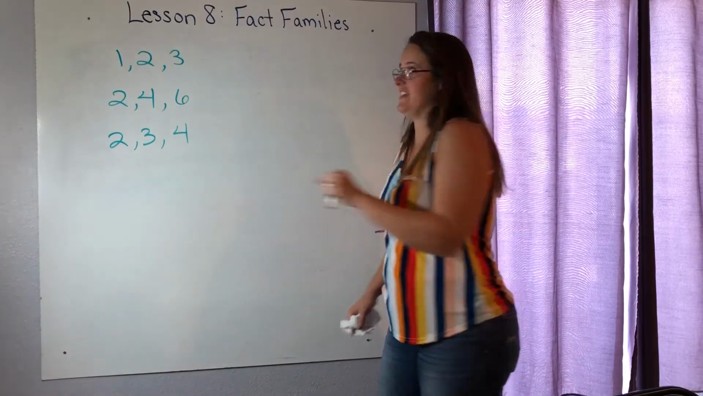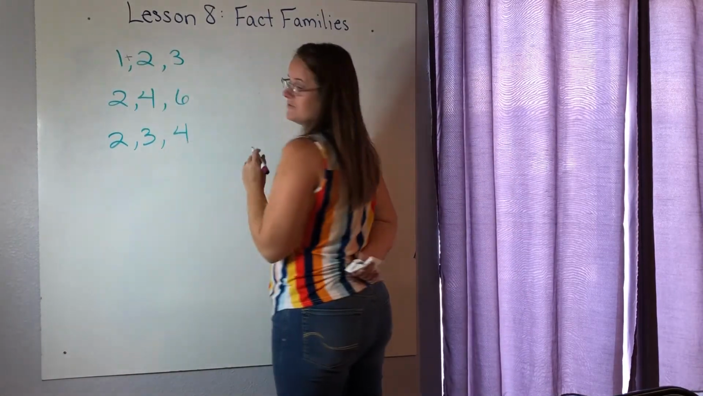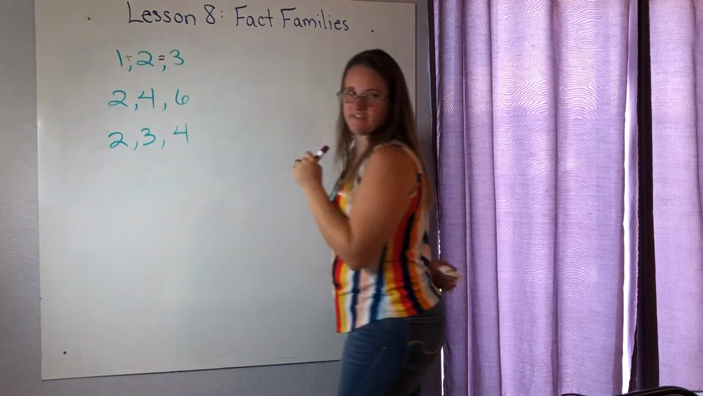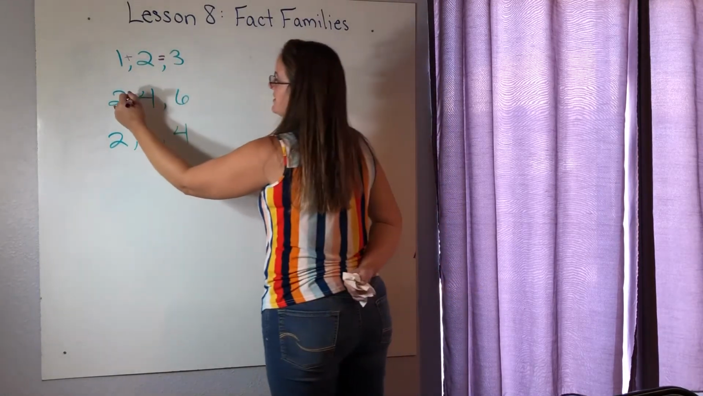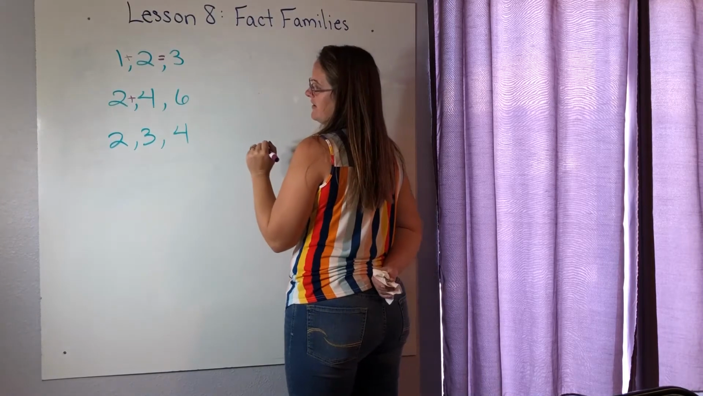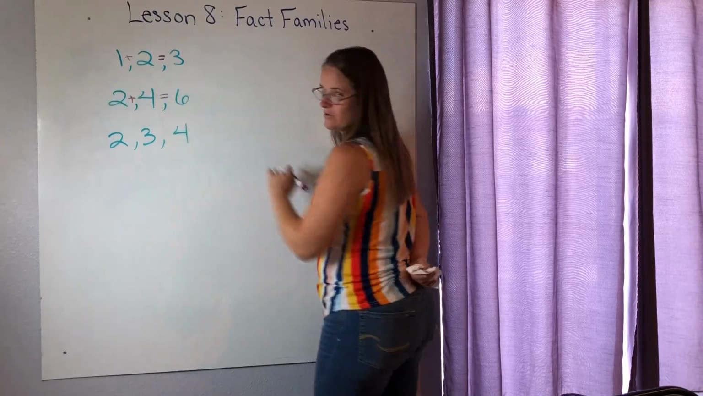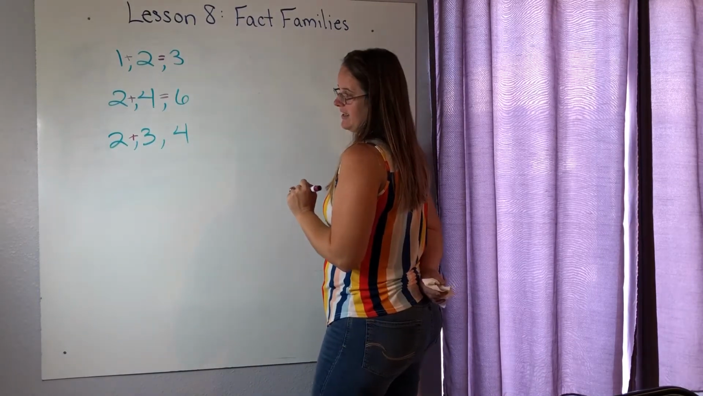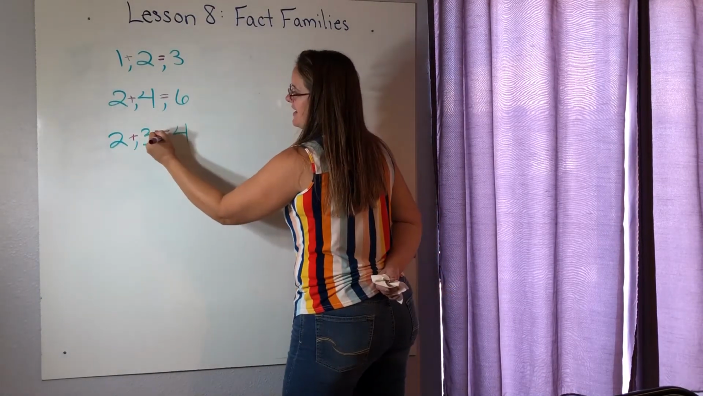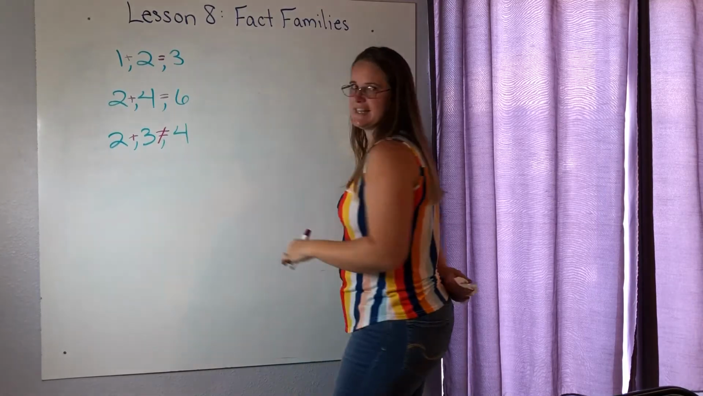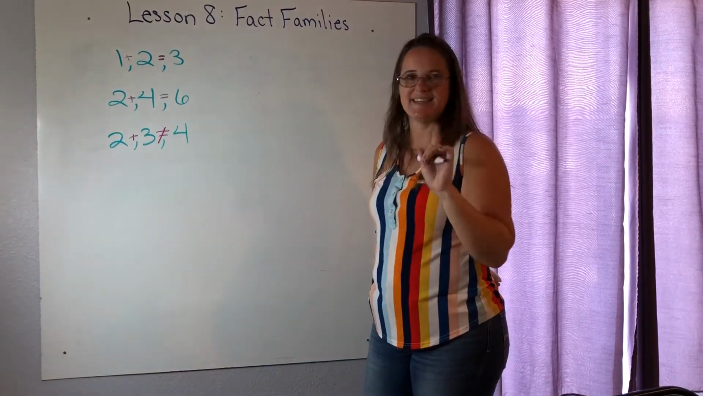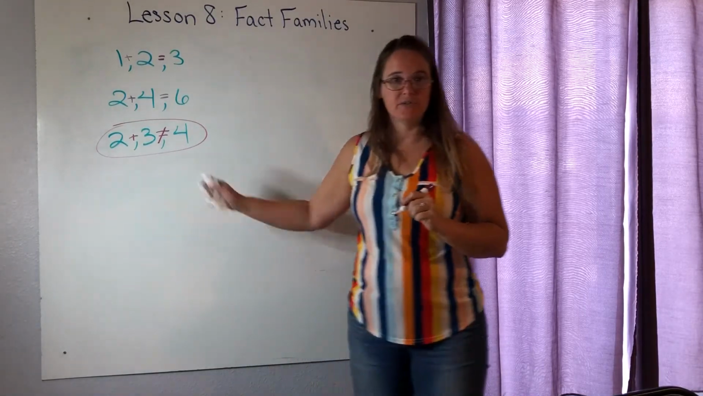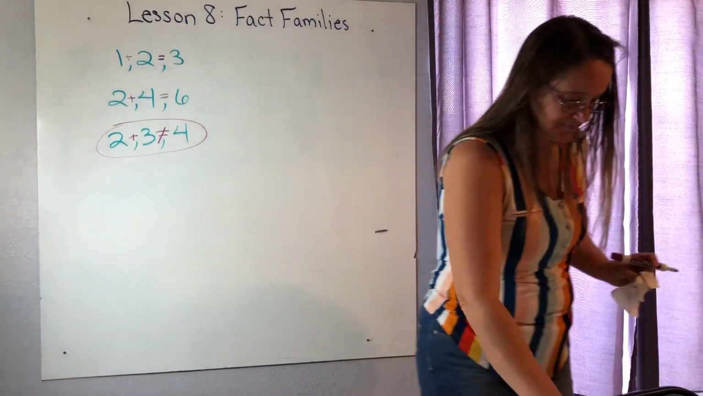Well, we can prove it. What is 1 plus 2? 3. It's equal to 3. So will these be able to make a fact family? Yes. What is 2 plus 4? 6. It's equal to 6. So those should be able to make a fact family. What's 2 plus 3? 5. Ah, it is not equal. So I put a slash through my equal sign to show that is not equal, which means this set of numbers cannot be used to make a fact family.